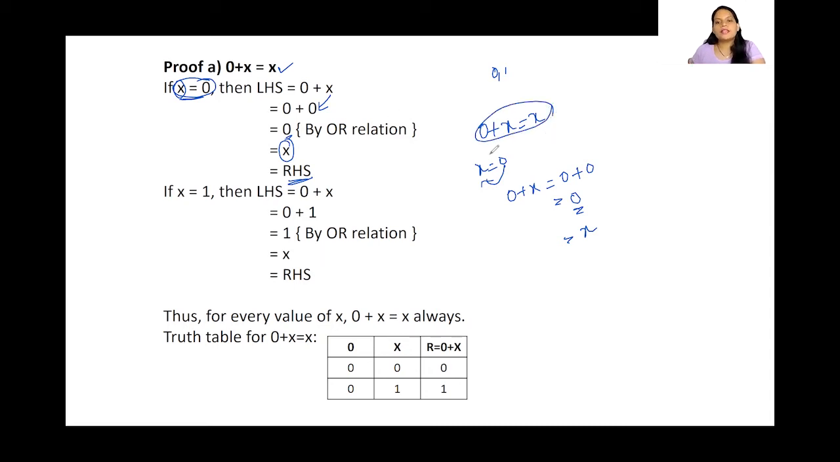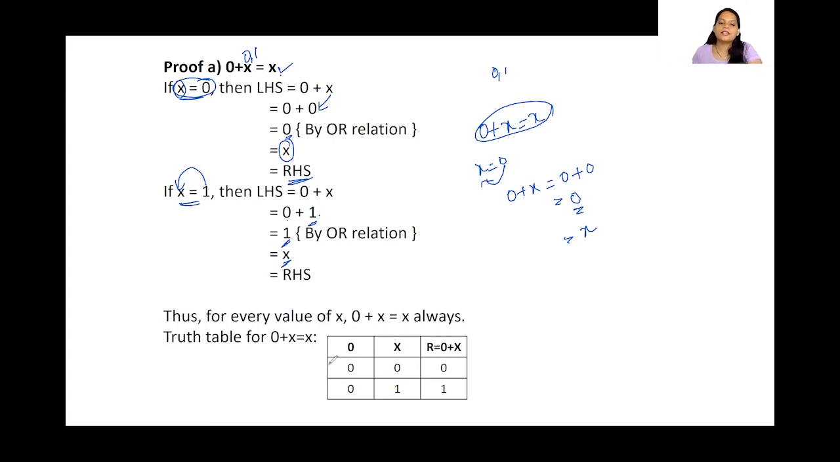So now we took x as 0. Now what happens if it is 1? So let's take x as 1. So what is happening here? 0 plus x becomes 0 plus 1. 0 plus 1 is nothing but 1, because in OR operation, whenever either of the variable values is 1, then we will get the value 1, isn't it? Now what is this 1? 1 is nothing but x. So again we have proved that 0 plus x is equal to x. Whether I take 0 or 1, the same value I am going to get on the right hand side.